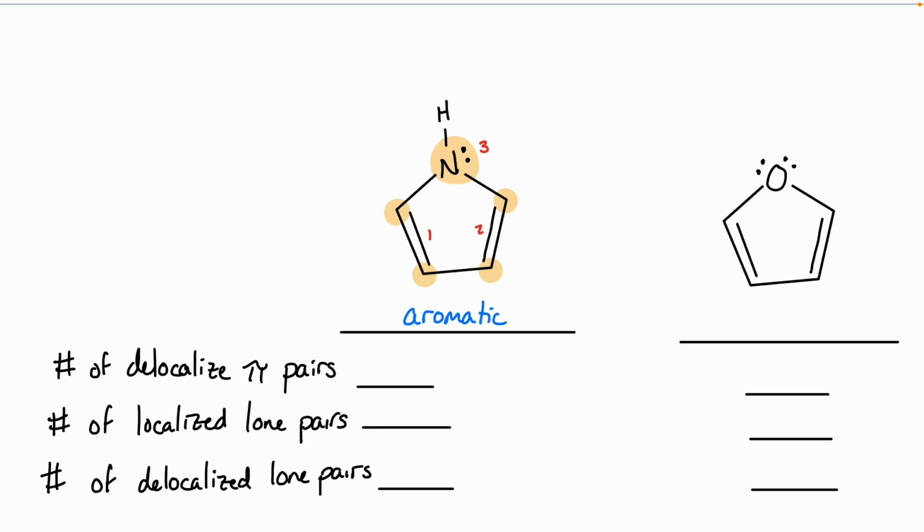How many pairs of delocalized pi electrons do I have? The 2, these 2 right here that were originally my double bonds. What about localized lone pairs? I don't have any in this case because that 1 pair of electrons has joined the ring, and so that pair of electrons is delocalized across that ring.